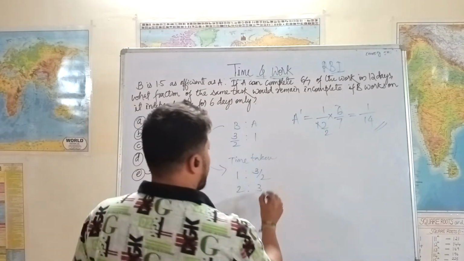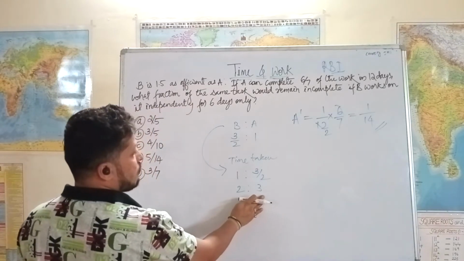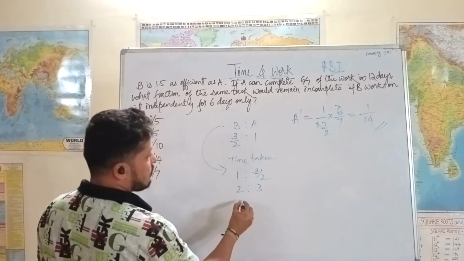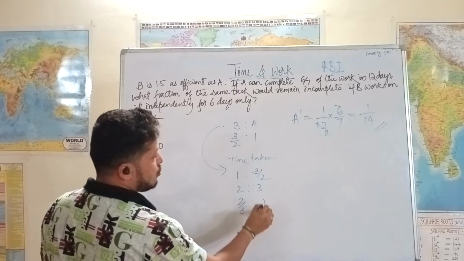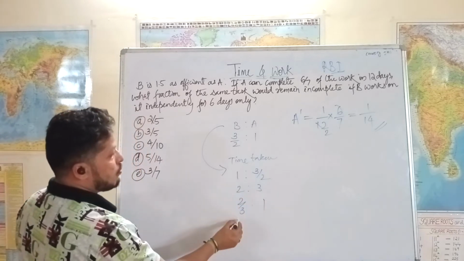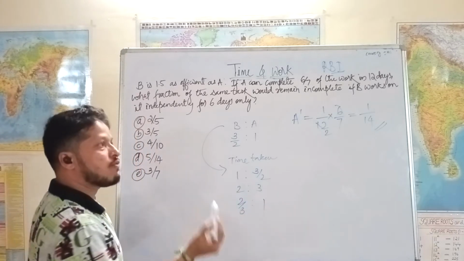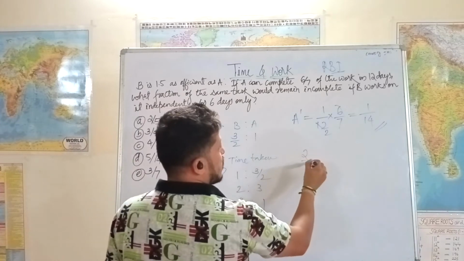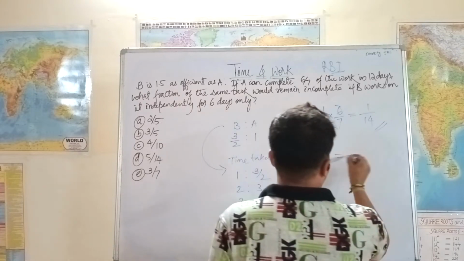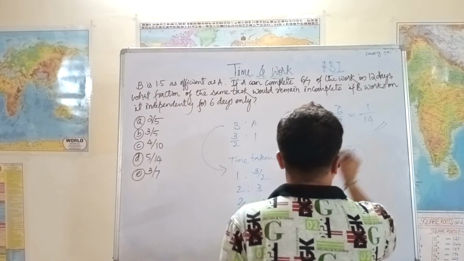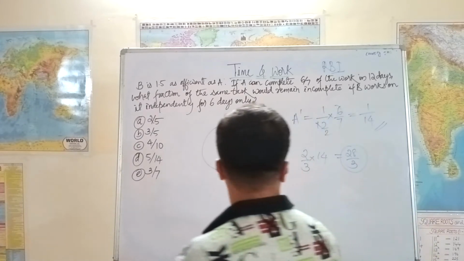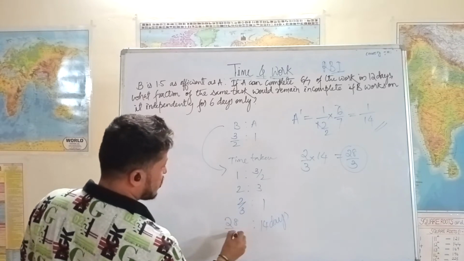So if he is taking 14 days, can you break this directly? This looks difficult. So what I would do is, I would write reverse again. 2 by 3 is to 1. That means if it takes 14 days, B would be taking how much? 2 by 3 times of that 14 days. What is 2 by 3 times of 14? 28 by 3. So if A takes 14 days to complete the work, B would take 28 by 3 days to complete.